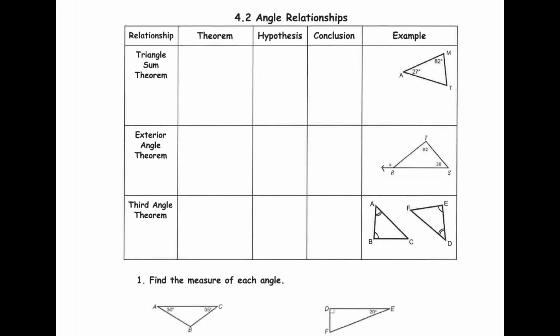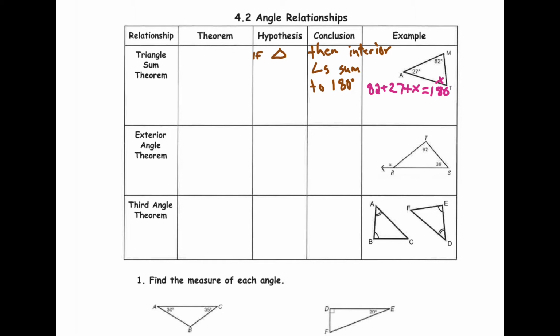All right, 4.2 angle relationships. We're actually going to write this in terms of a conditional statement for these three theorems. The first one says, if we have a triangle, then the interior angles sum up to 180 degrees. So if we wanted to solve this one, we could set up the equation, we'll call that x since we don't know what it is, 82 plus 27 plus x is equal to 180.